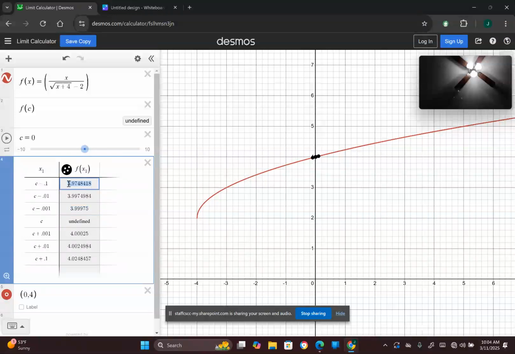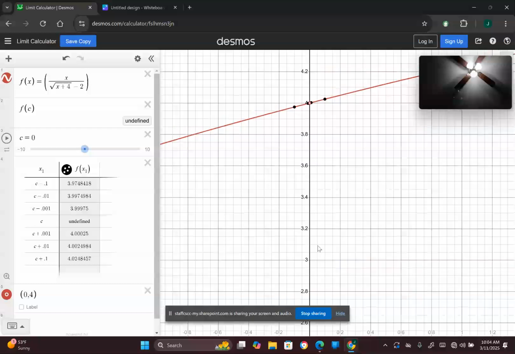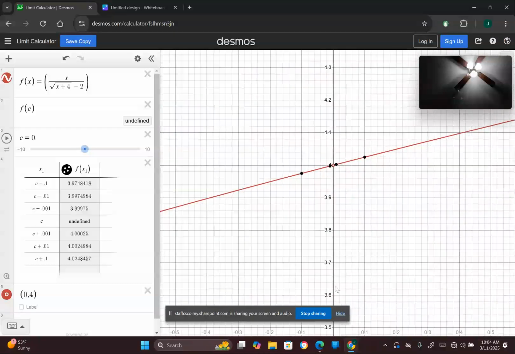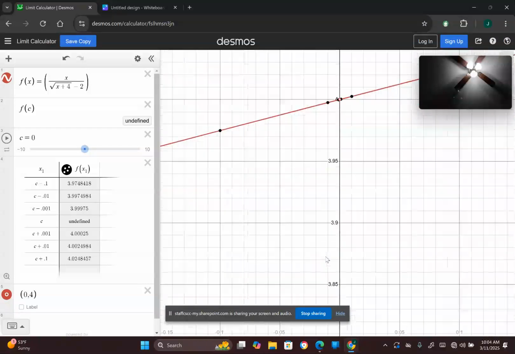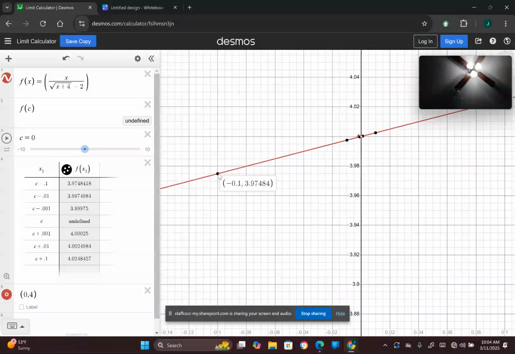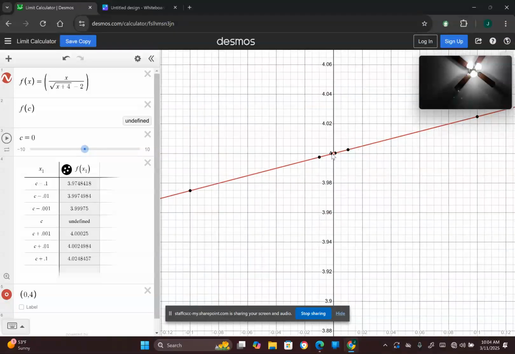You can tell these numbers, as you get closer and closer to 0, those y values are approaching 4. That's the left-hand limit. Now look at it from the right. This is 0 plus 0.1. And if I zoom in on this graph, you can actually see these numbers. Here are the three numbers from the left: negative 0.1, negative 0.01, negative 0.001. They get closer and closer and closer to 4.